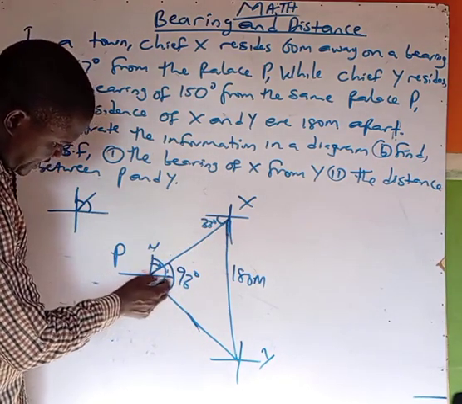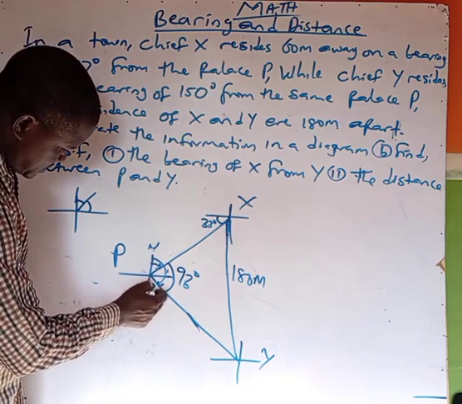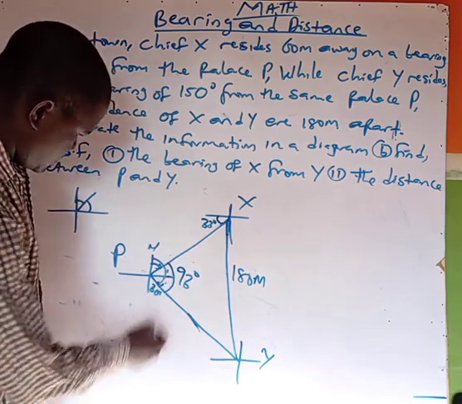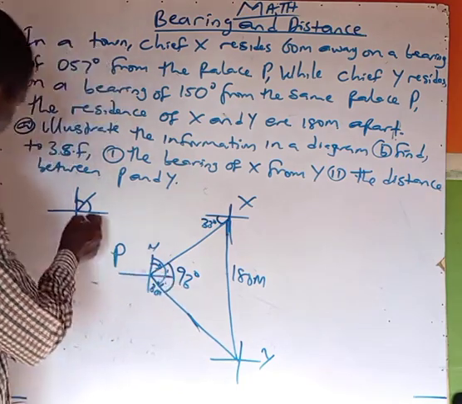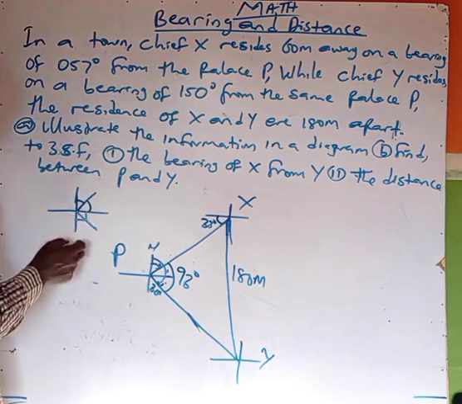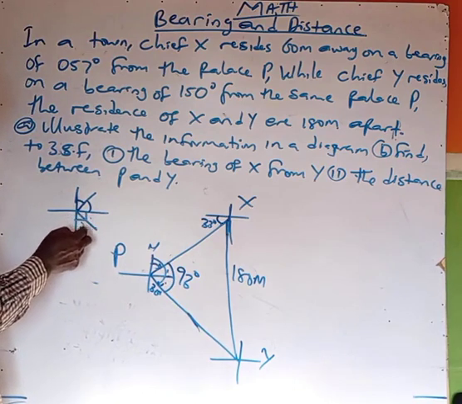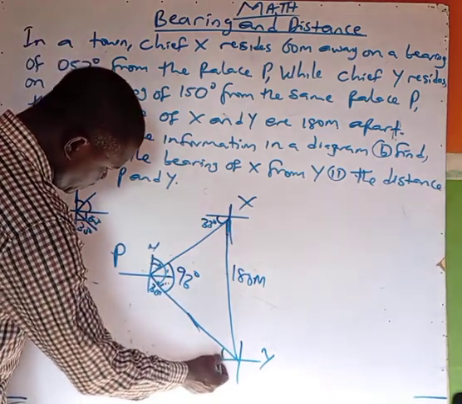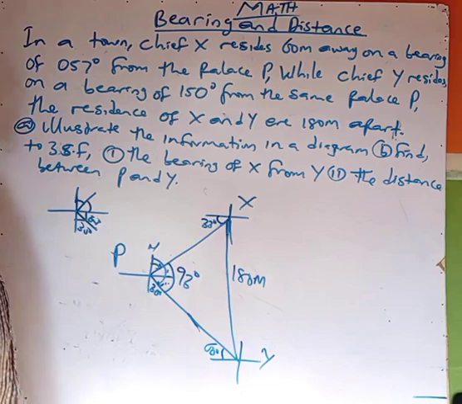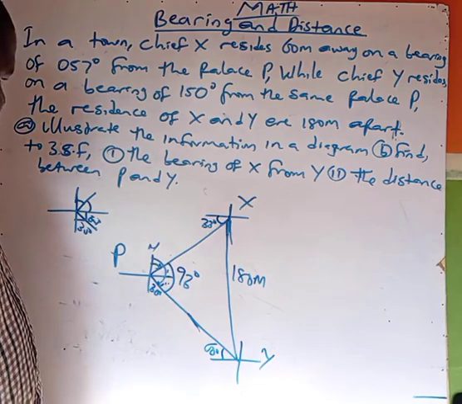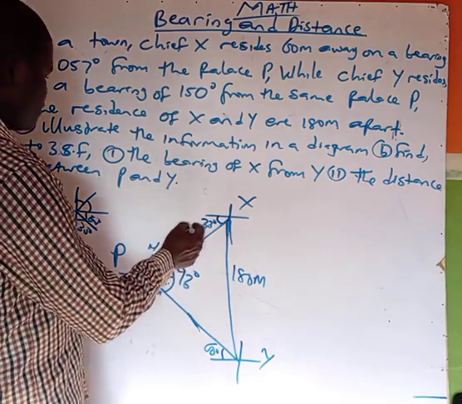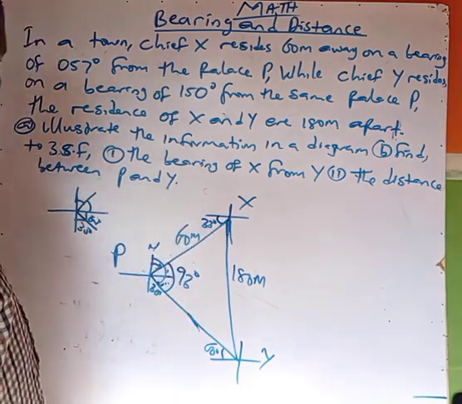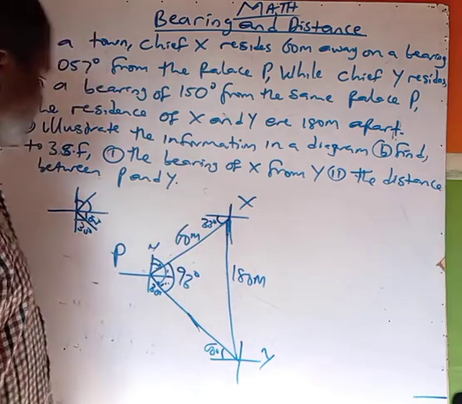Also, here is 150. To complete 180, this one will remain 30. So this place is 60. This place you see here, to complete this one, here is 90. A part here is 30. The remaining part is going to be 60. So this one is 60, which is alternate to this place at 60 degrees. So you have it like that. They told you the other time that this place is 60 meters. So you have this one at 60 meters.